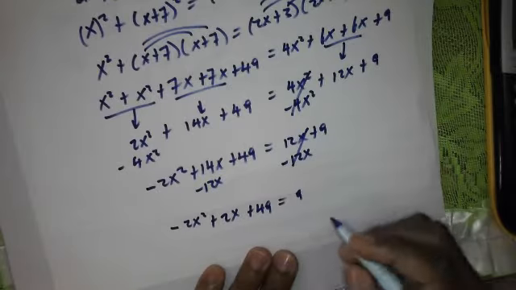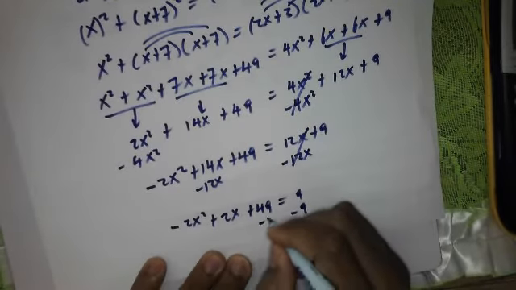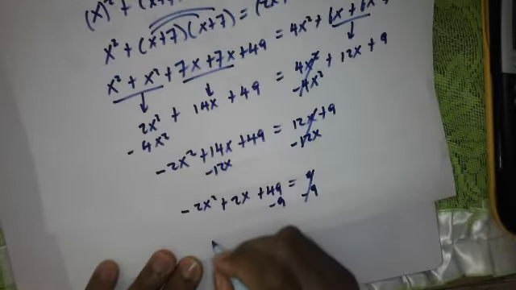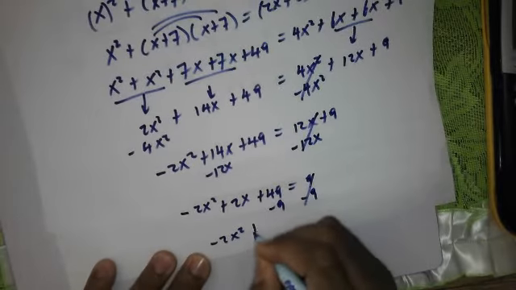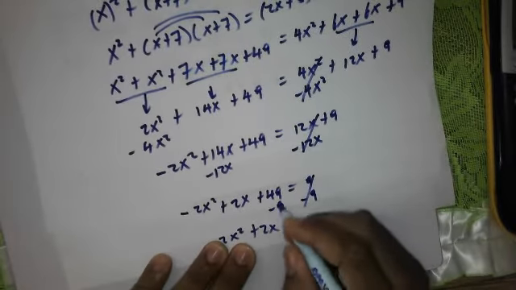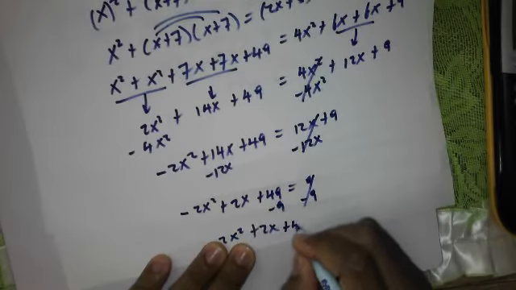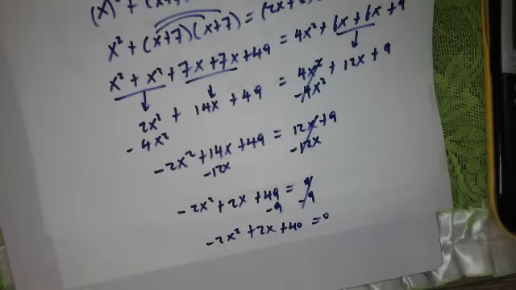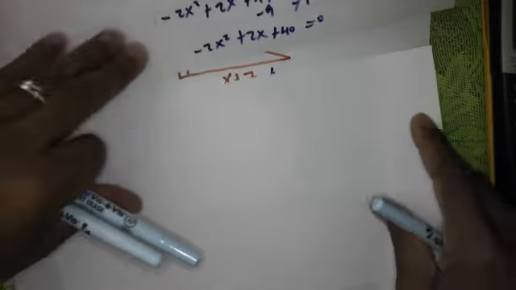Now I need to get rid of this 9, so I subtract 9 from both sides. So this would give me negative 2x squared plus 2x. 49 minus 9, that would be plus 40 equals 0. Okay? Now, to continue with this, I want to factor this.